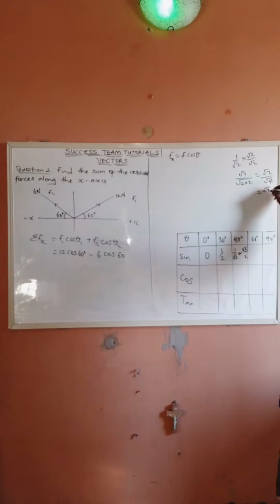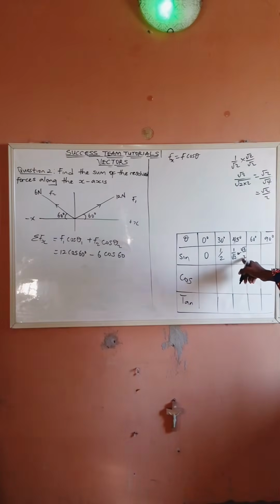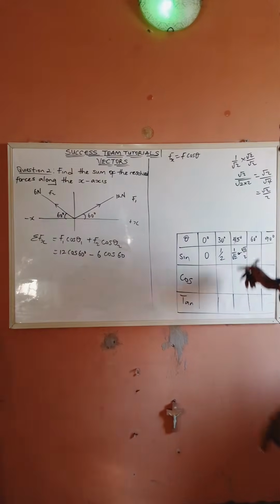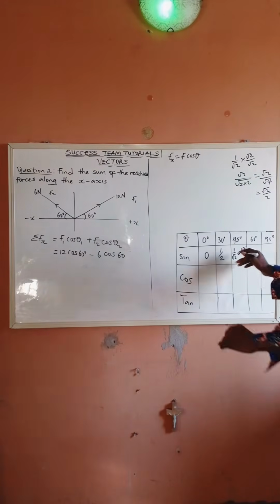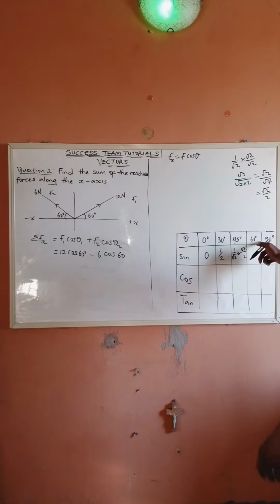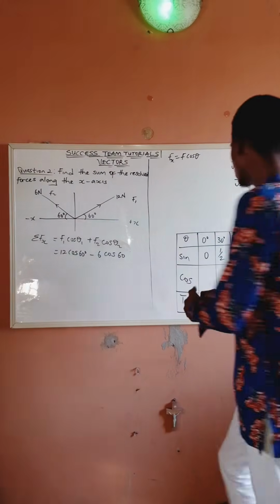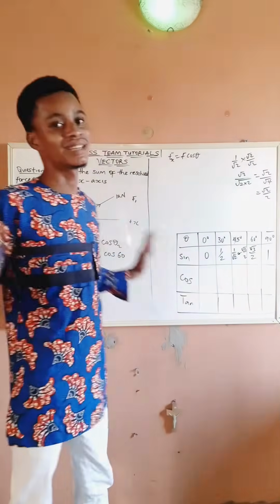That will be root 2 over 2. That's how I got this. Right, exactly. So sine 45 is 1 over root 2. Just take note that it's 1 over root 2. Sine 30 is root 3 over 2, while sine 90 is 1. Right? As soon as you've known sine, you've known the rest actually.